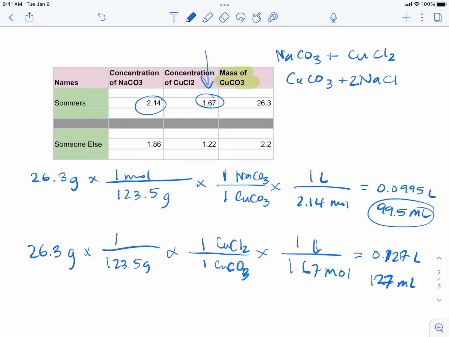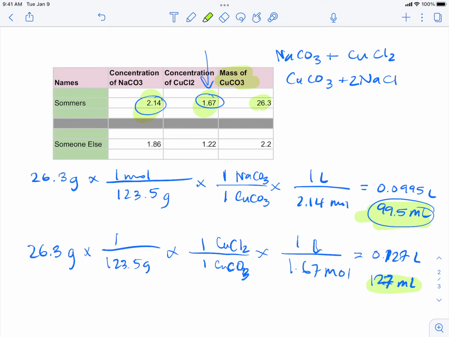What that means is that when we're ready to do this lab, I'm going to measure out 99.5 milliliters of the sodium carbonate. I'm going to measure out 127 milliliters of the copper chloride, and I'm going to mix them together and then filter them out. And if I do all of those things correct, what I should end up with is 6.3 grams of stuff. Okay, that's the ultimate goal.